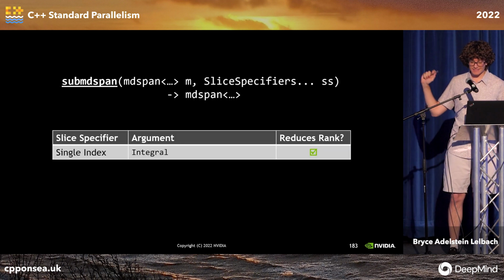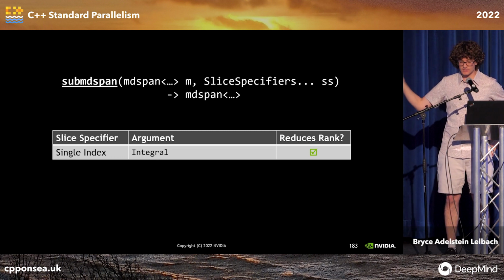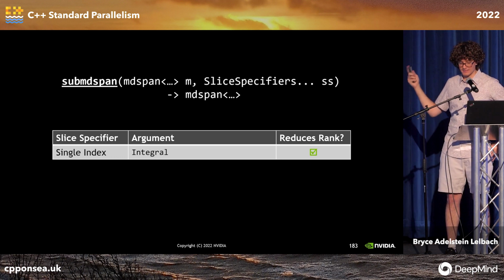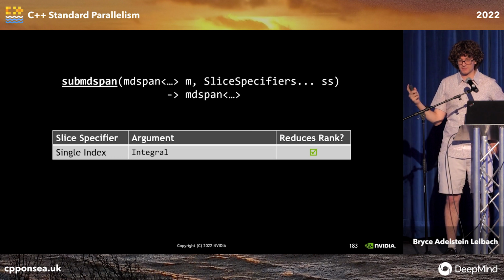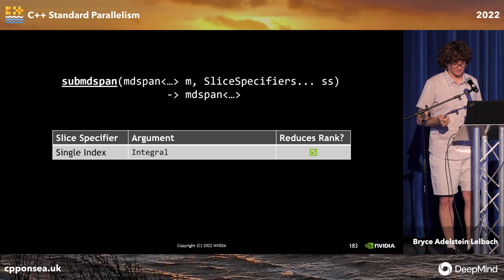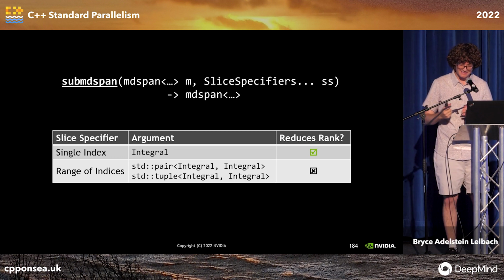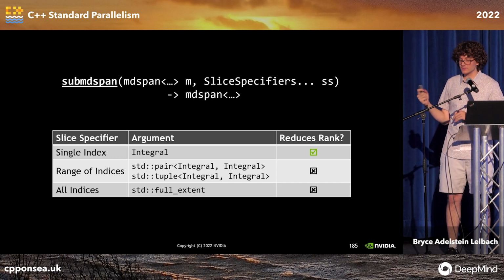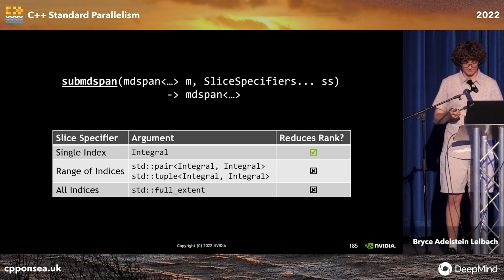You can specify a single index to be selected for an extent by passing an integral as a slice specifier. And the rank of the returned MDSpan is reduced by 1 for each single index slice specifier, because you're sort of slicing away that entire dimension. You can also pass a range of contiguous indices to be selected for an extent. And then finally, you can pass this special value full extent to select the entire extent.